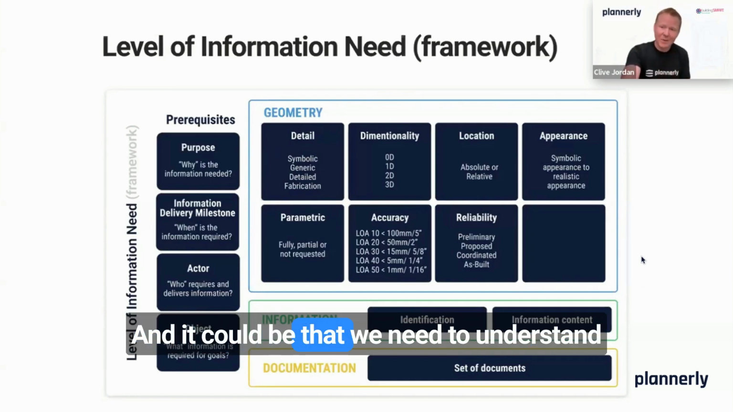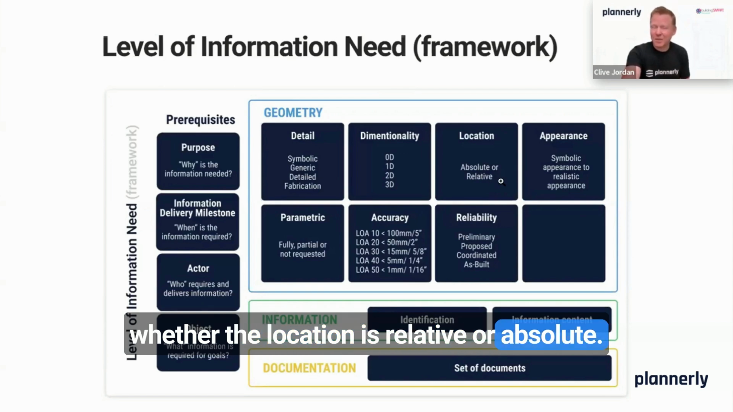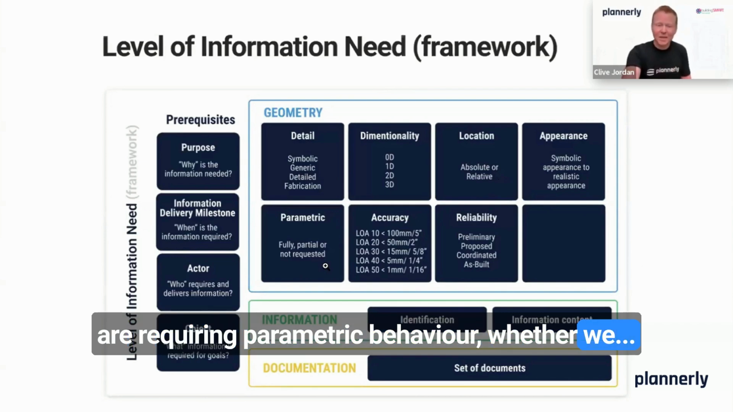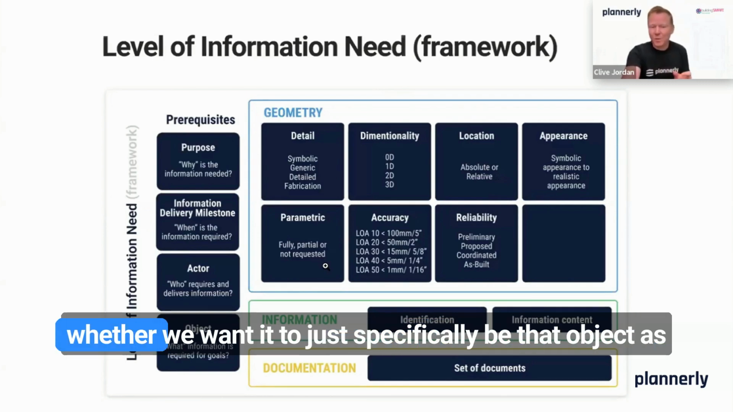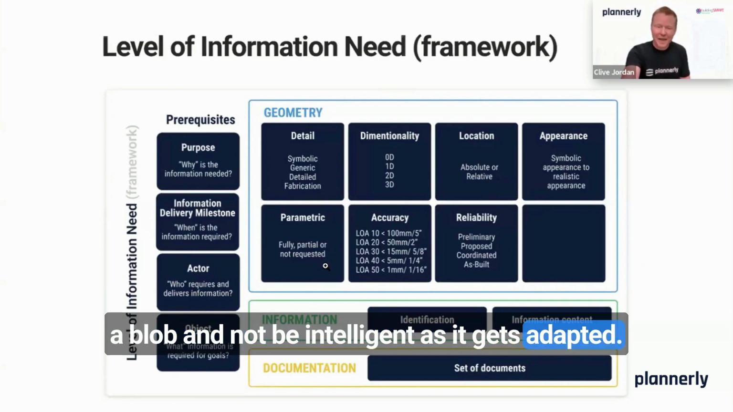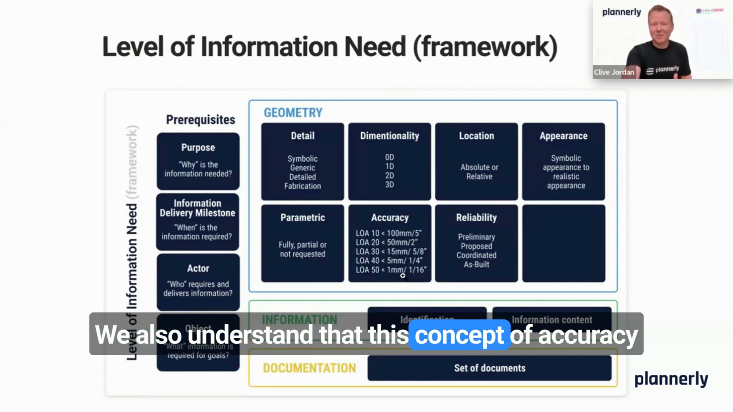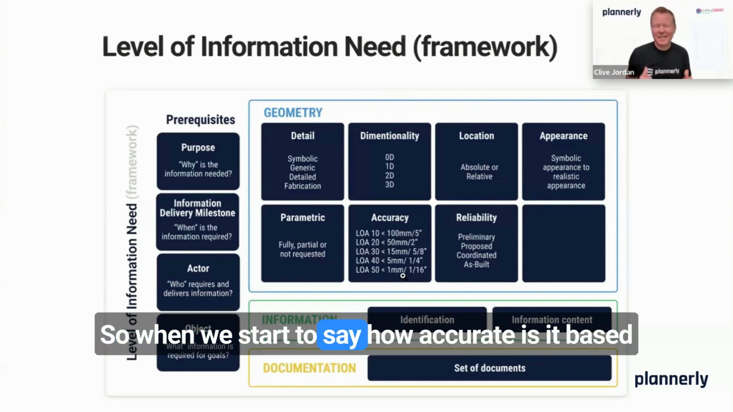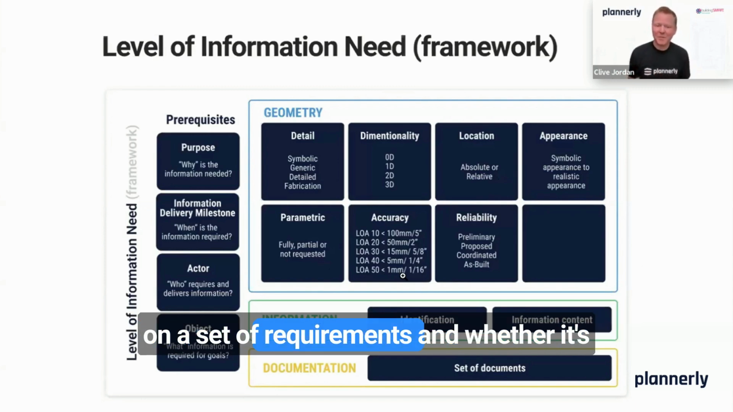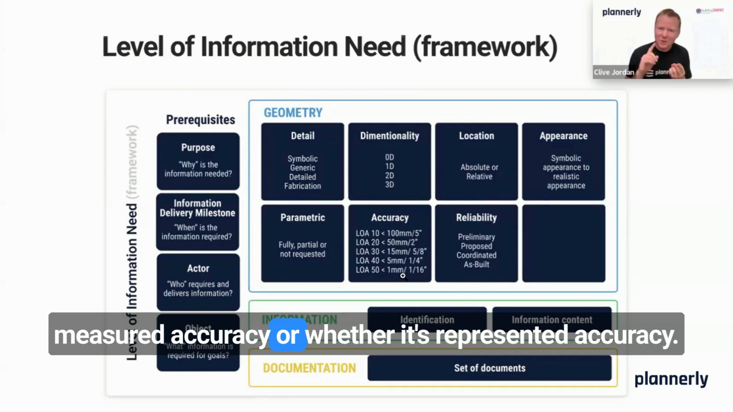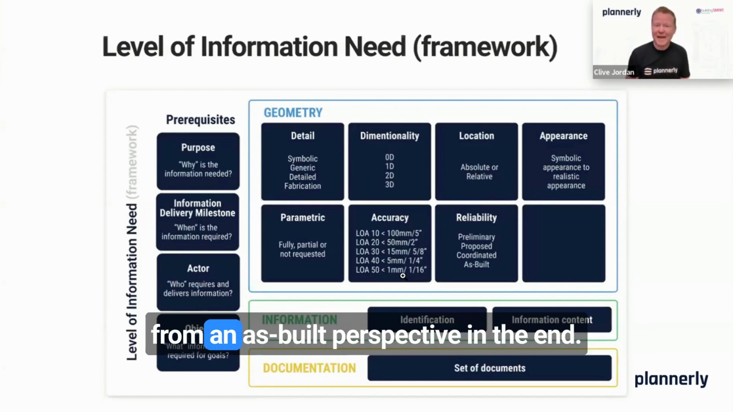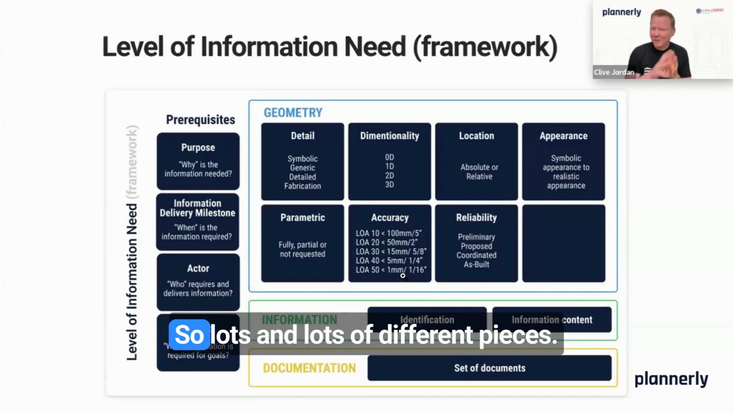And it could be that we need to understand whether the location is relative or absolute. It could be that we need to understand whether we are requiring parametricity, whether we want something to move with something else, or whether we want it to just specifically be that object as a blob and not be intelligent as it gets adapted. We also understand that this concept of accuracy can be included in the package of geometry. So when we start to say, how accurate is it based on a set of requirements, and whether it's measured accuracy or whether it's represented accuracy, that's always going to be important for something from an as-built perspective in the end. So lots and lots of different pieces.